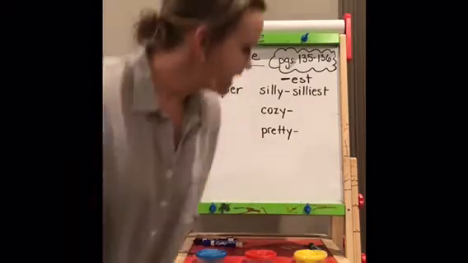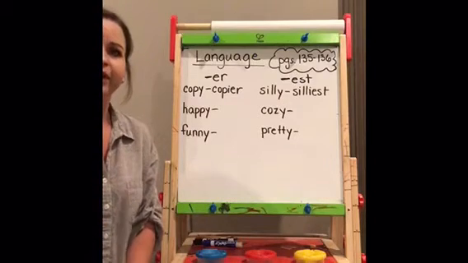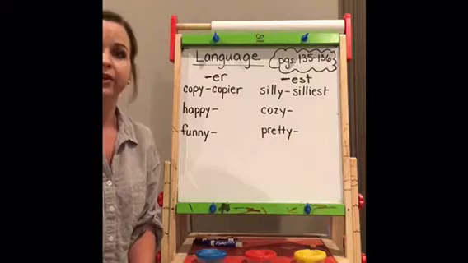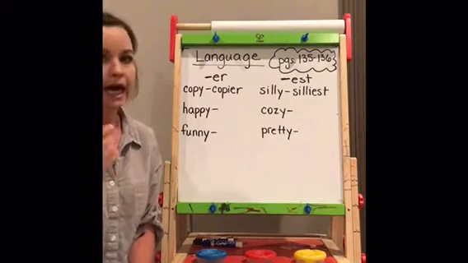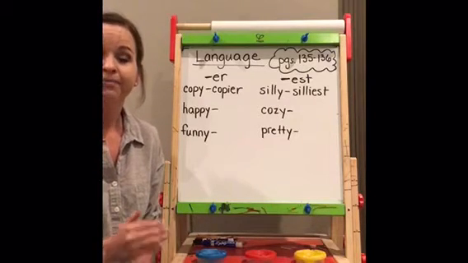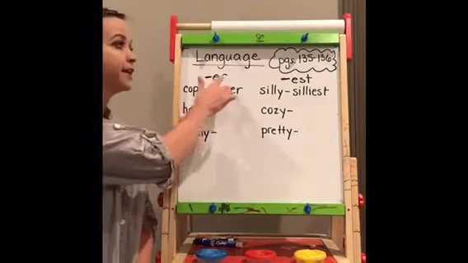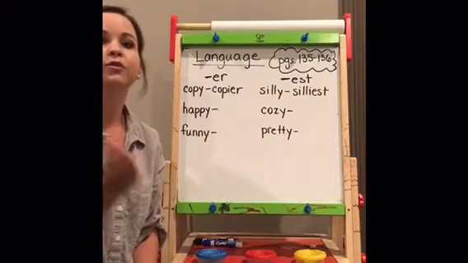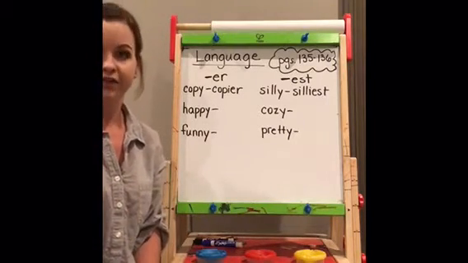Okay guys, let's review our suffix rule that we have here. We had started this when we were still meeting together, but I want to go over that with you. It's the Y to I suffix rule. If a word ends in a Y, before you can add a suffix that starts with an E, such as ER or EST, you have to change the Y to an I, then you can add your suffix.